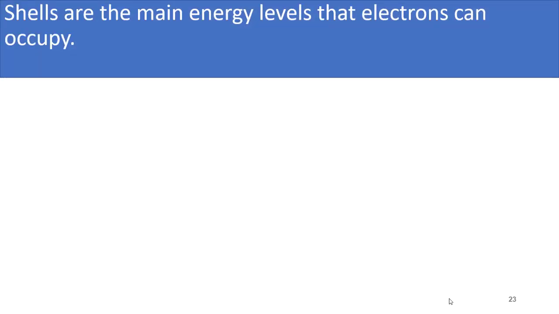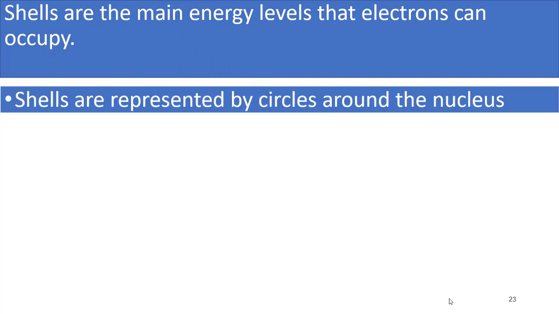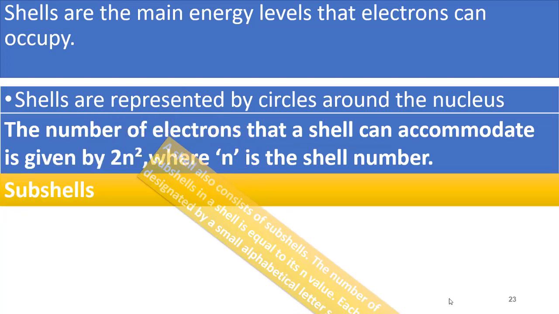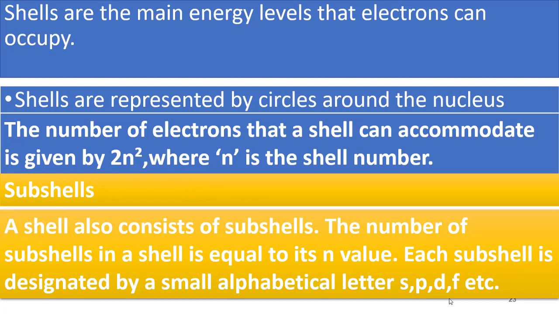Then you know what are shells. Shells are the main energy level that electrons can occupy, and they are represented by circles around the nucleus. And then you learn the maximum capacity of a shell to accommodate the electron with the help of a formula, that is 2n squared, where n is the shell number. Then you learn about subshell, that a shell also consists of subshell. The number of subshells in a shell is equal to its n value. Each subshell is designated by a small alphabetical letter s, p, d and f.